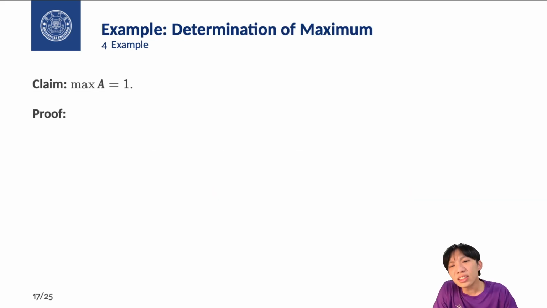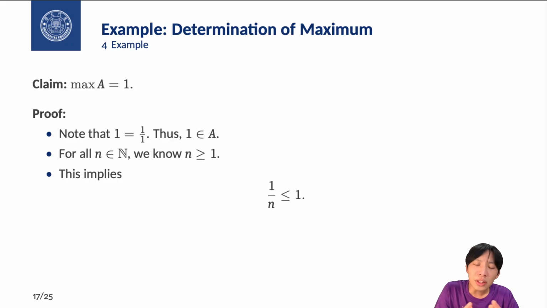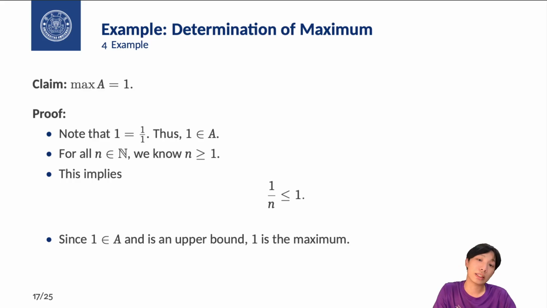First, let us show that the maximum is 1. To do this, we use the definition of a maximum. This means we want to show that 1 is in the set and it is an upper bound. And we notice that when n equals 1, 1 over n becomes 1. So 1 is in the set. Also, since n is greater than or equal to 1, we know that 1 over n must be less than or equal to 1. This means every element in the set is less than or equal to 1. This shows that 1 is an upper bound. Therefore, 1 is the maximum.